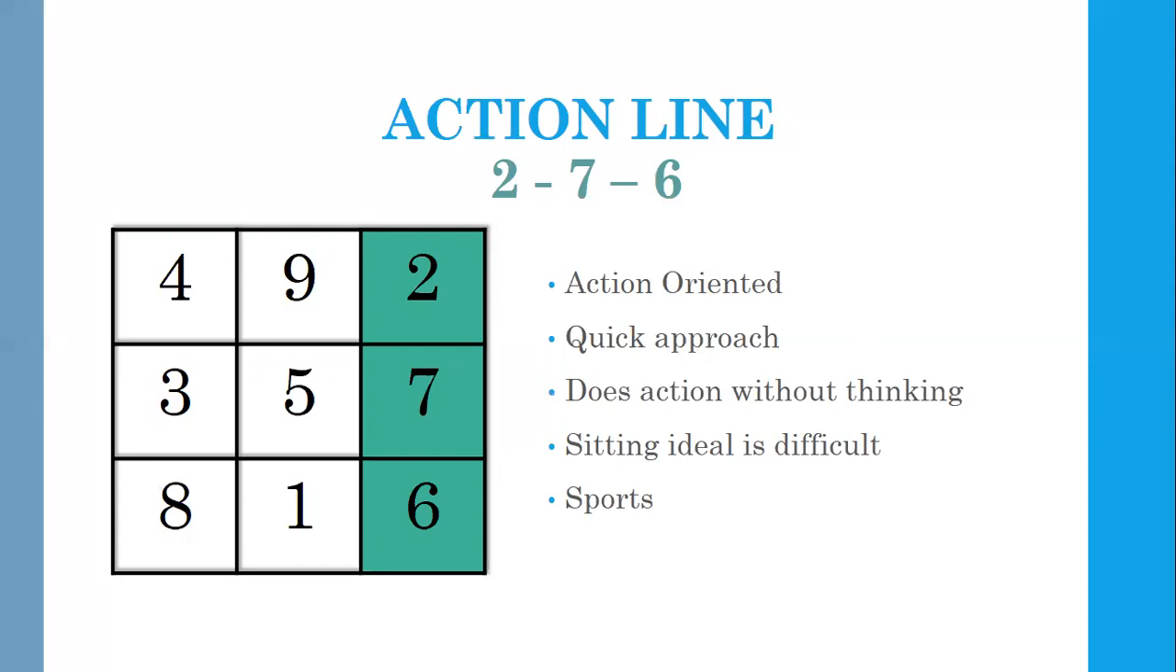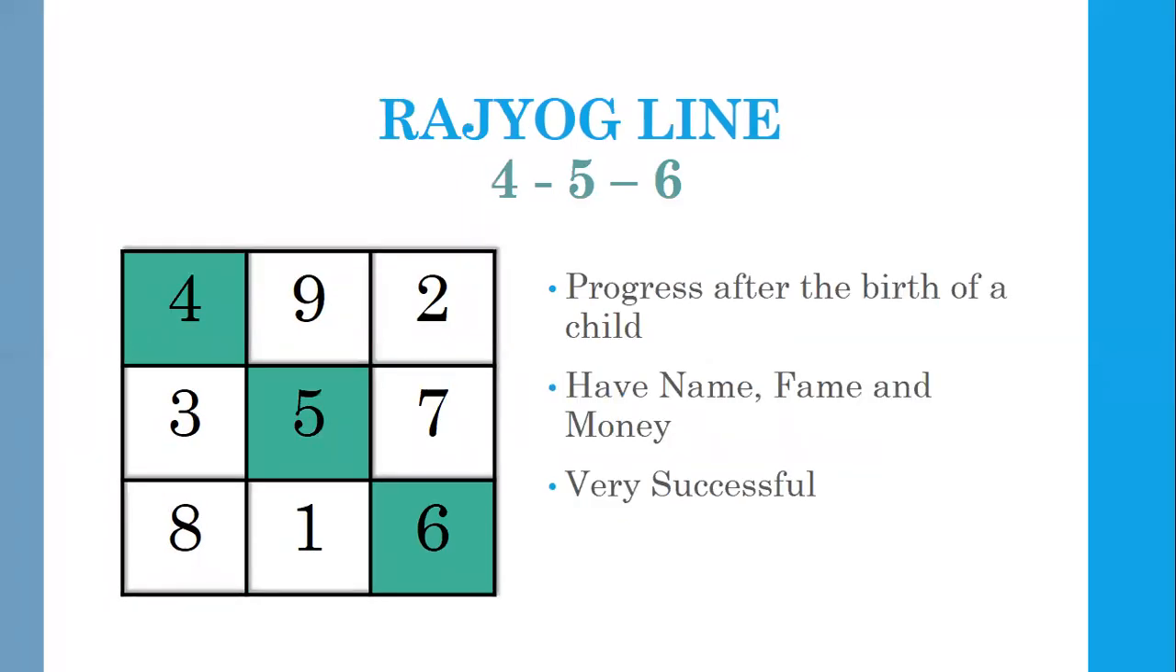Two more lines we'll discuss. That is 4, 5, 6. It's called Raj Yoga. Raj Yoga is like the luckiest line. It is very rare to find 4, 5, 6 all in someone's Loshu grid. They have name, fame, money. They are very successful people. 4, 5, 6. That's why it is called Raj Yoga.